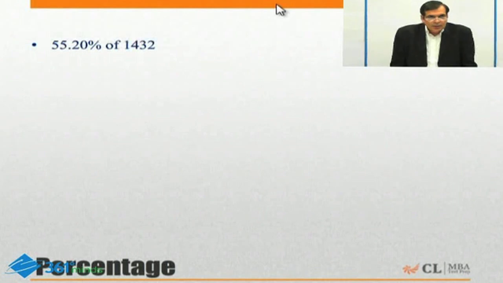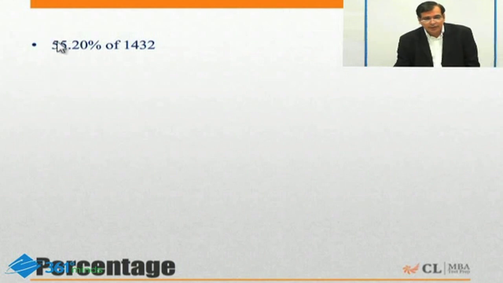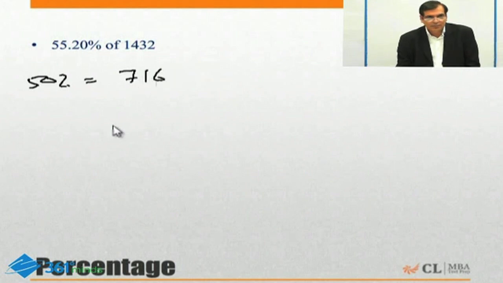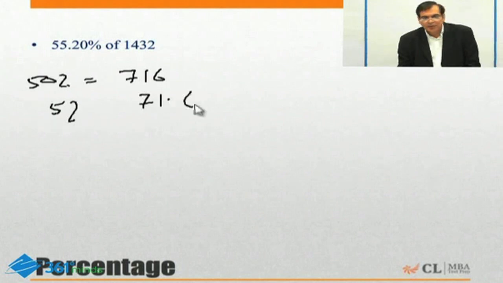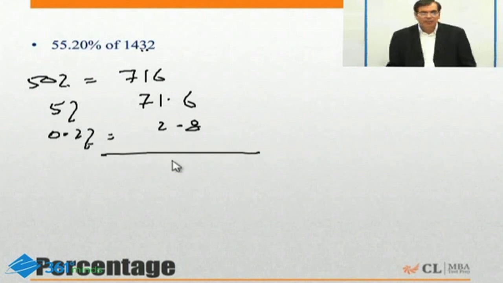Let us look at the next question. 55.2% of 1432. Should not be difficult. What is 50% of 1432? Let's look at two different ways again for this question. 50% is equal to 716, half of 1432. So 5% should be 71.6. 10% is 143, 1% is 14.3, 0.1% is 1.4. So 0.2% should be 2.8. Add up, get the answer.